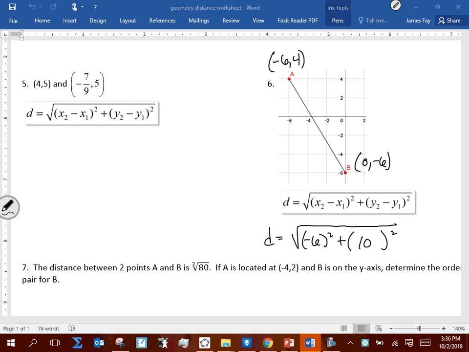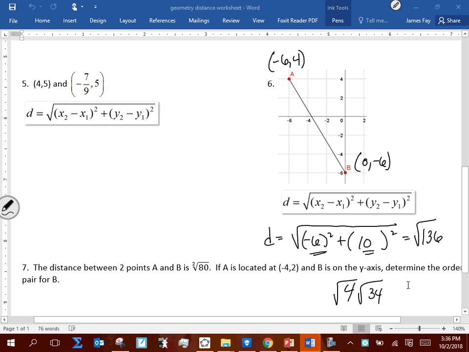So we'll square that. So it gives me root 136. This is 36, and this is 100. Add those together, I get 136. 136 is going to break down to 4, which is the largest perfect square that divides 136. So I get 4 and then radical 34. Okay, if I multiply those together, I get 136. But radical 4 is equal to 2. So this thing breaks down to 2 radical 34.